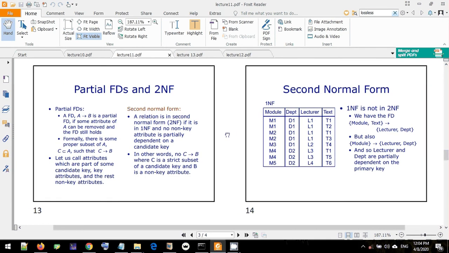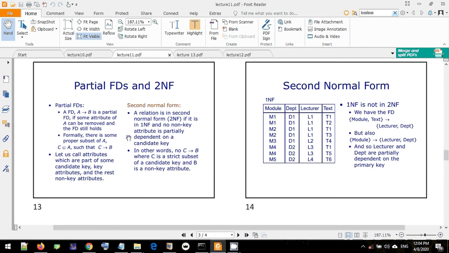Partial functional dependency and second normal form. Now we shall define what partial functional dependency is, and we see how we can use it inside the second normal form. A functional dependency A mapped to B is a partial functional dependency if some attributes of A can be removed and the functional dependency will still hold.